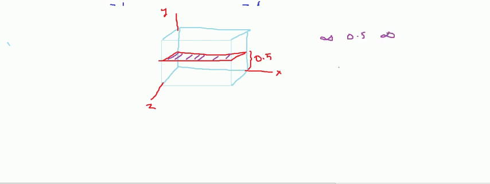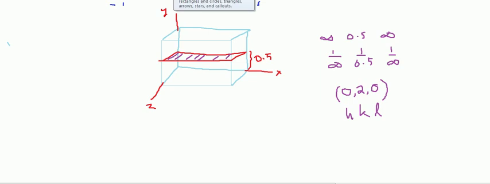Infinity. So what the Miller indices say is, take the reciprocal, so 1 by infinity, 1 by 0.5, and 1 by infinity. So what do you get? You get 0, you get 2, you get 0. So these 3 numbers are the Miller indices. Remember, Miller indices are represented by 3 numbers, h, k, and l. So in this case, the Miller indices are 0, 2, 0. I will look at further examples to get a clear idea of what Miller indices is actually doing.